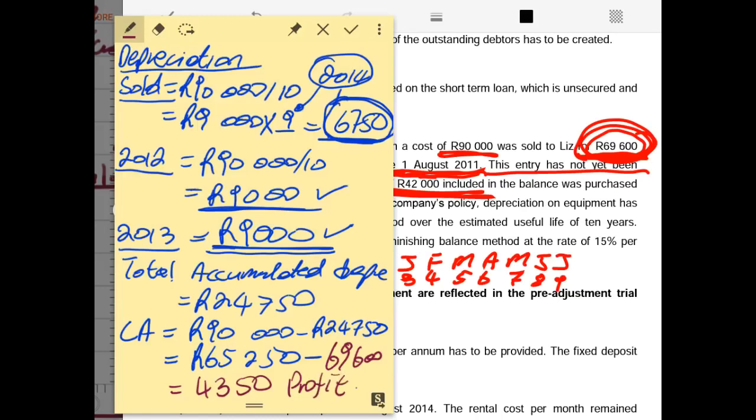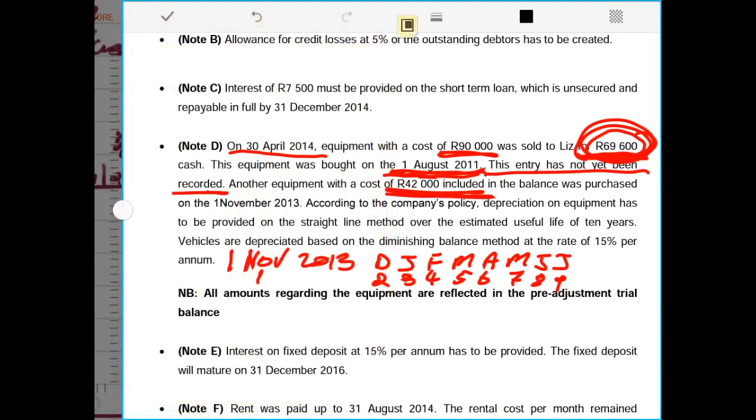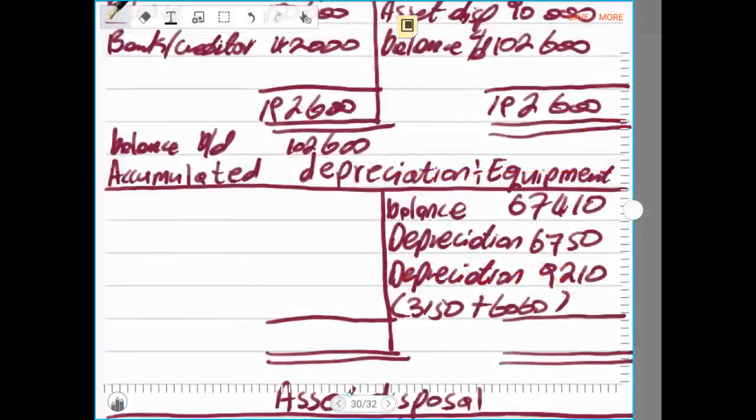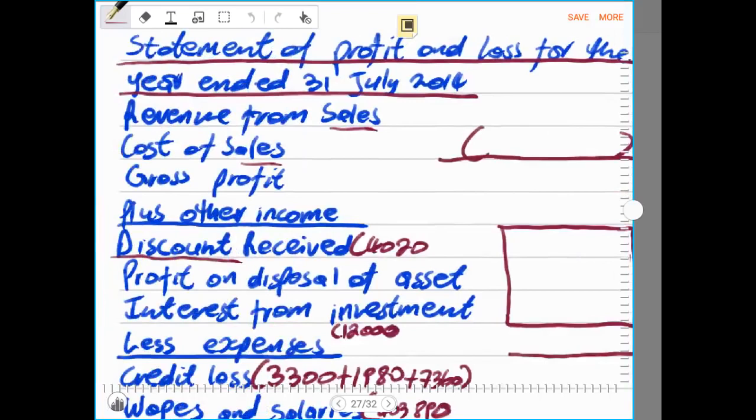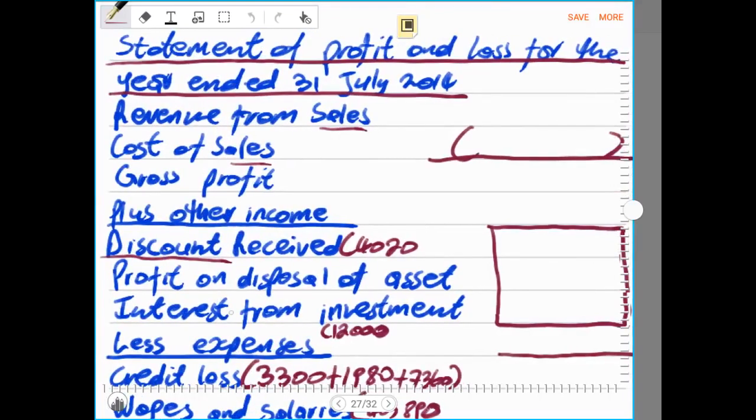So now we can immediately capture that profit, although it will still appear in the asset disposal ledger account. Let us just immediately record that in the income statement: 4,350 rands, profit on disposal, 4,350. So now let us continue with our calculations.